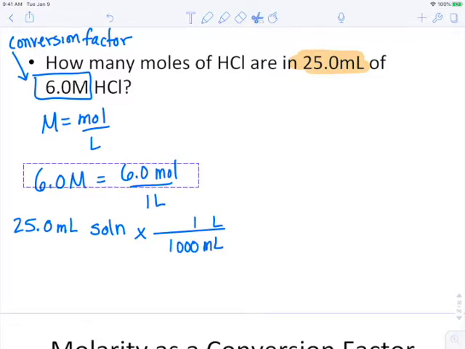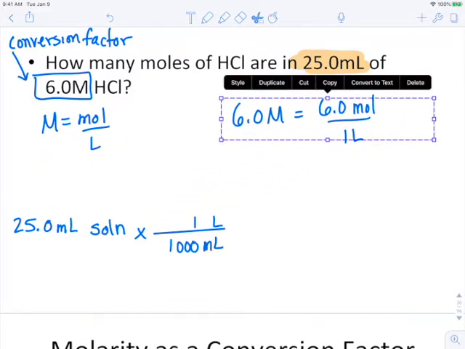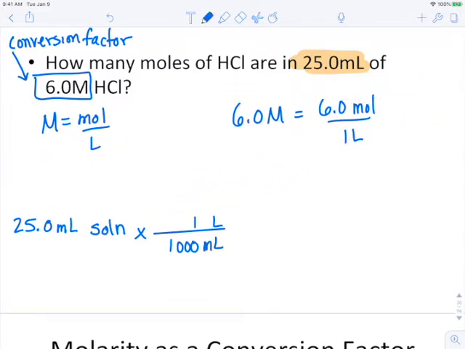Let me get this out of our way. All right, any questions about that conversion factor? All right, so on tests and quizzes, I always tell you to show all your work. However, milliliters to liters conversion or liters to milliliters, many of you are more comfortable doing it in your head. If so, this conversion right here, you're always welcome to do in your head.